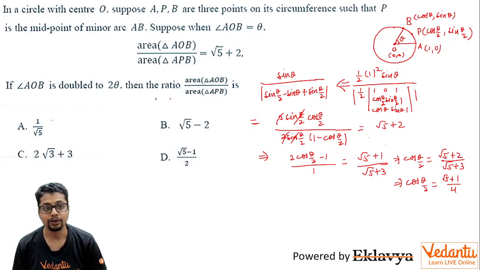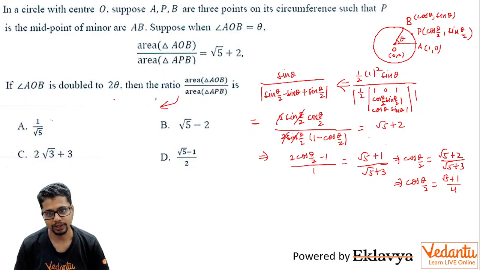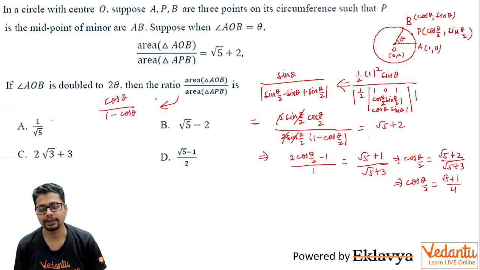Now what if angle AOB is 2 theta? Then clearly the ratio should turn out to be cos theta divided by 1 minus cos theta. So cos theta by 2 I have; if I can find cos theta, I can find the ratio. Cos theta by 2 is root 5 plus 1 by 4, which is essentially cos 36 degrees, isn't it? So that means theta by 2 is 36 degrees, theta is 72 degrees.